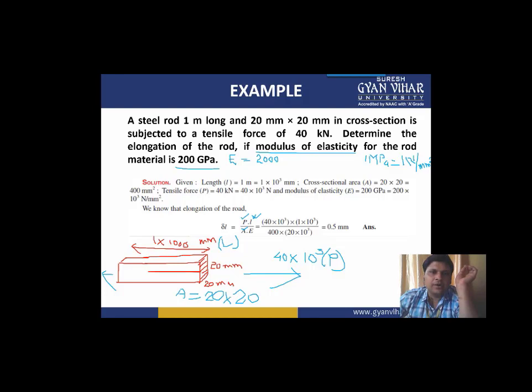So 200 into 10 to the power 3 will make this 200 gigapascal value get converted into Newton per mm square. So this value, E, is also given to you.